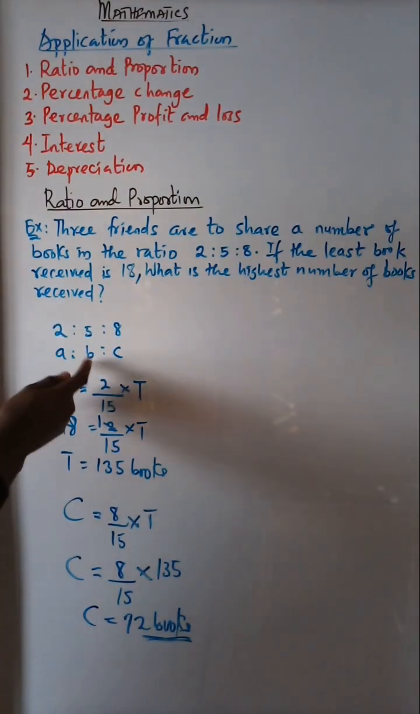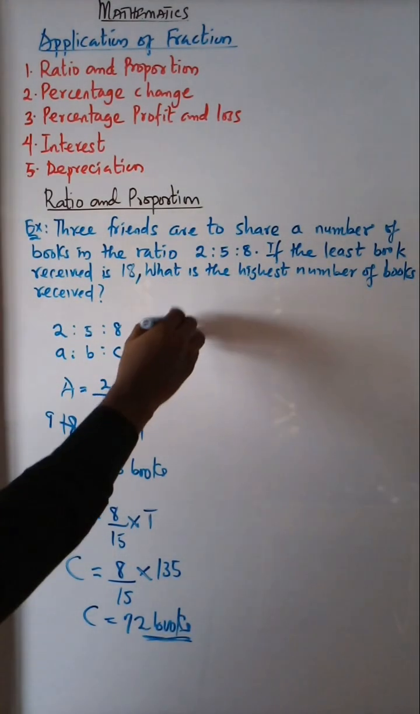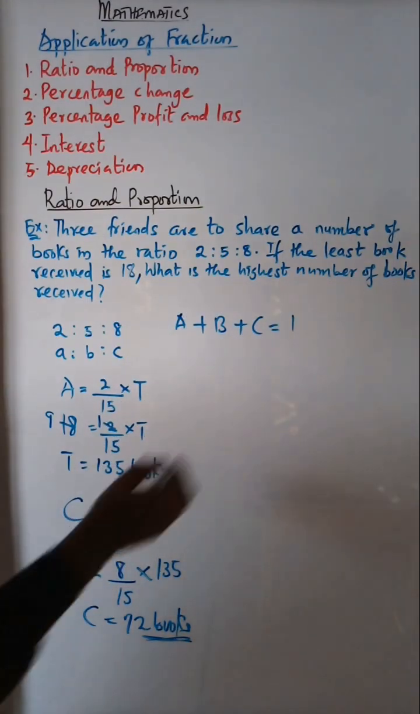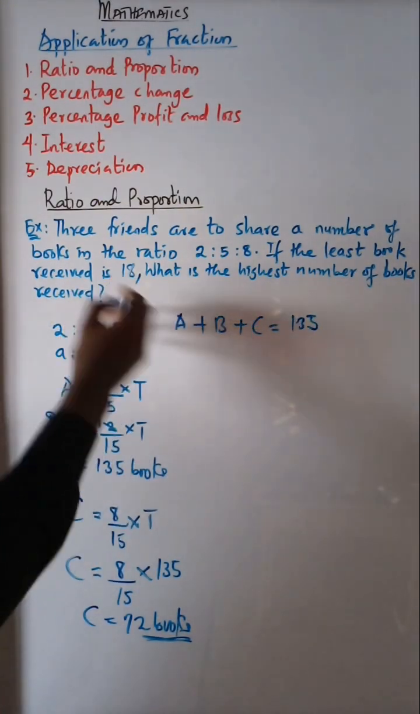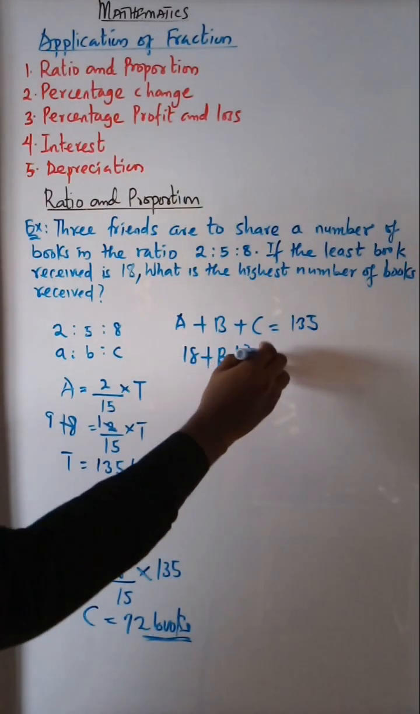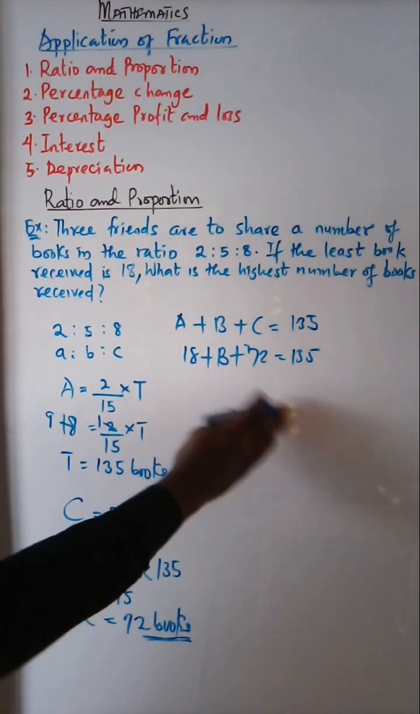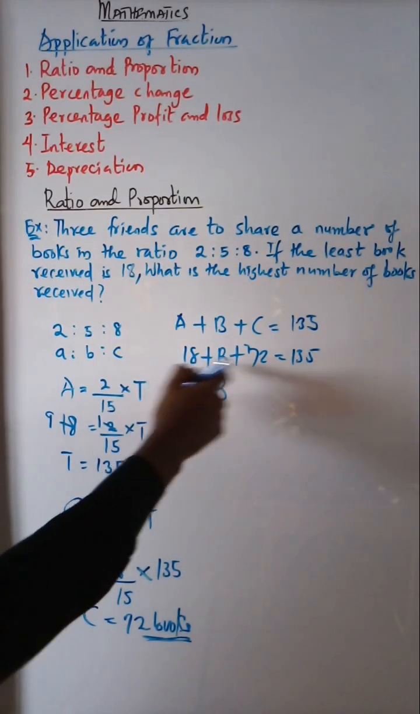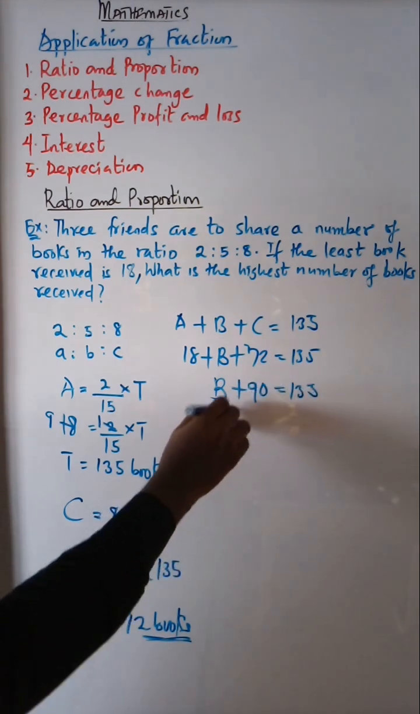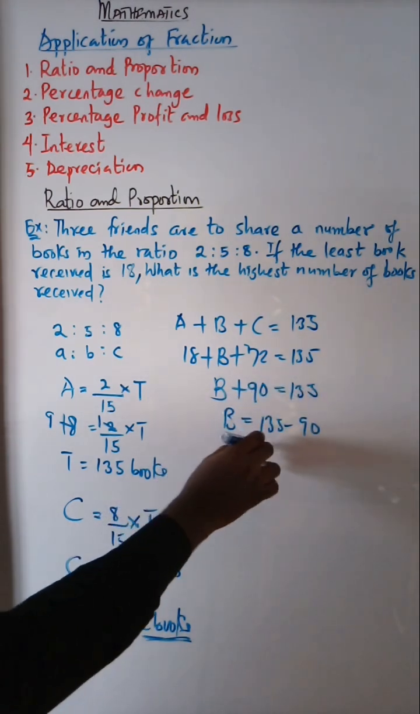So the one in the middle, what will he get? We don't need to use this formula again. Why? Because what A will get plus what B will get plus C must equal the total, which is 135. A received 18. For B, let's get what he's going to receive. For C, 72. If we add 18 with 72, we should get 90. So B equals 135 minus 90. From here, B is 45.